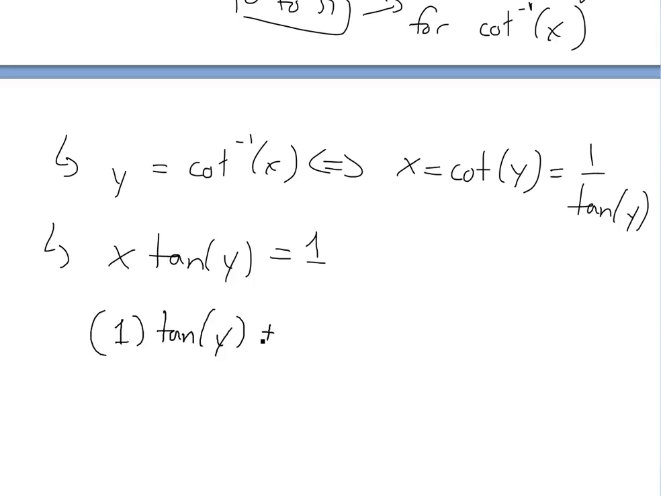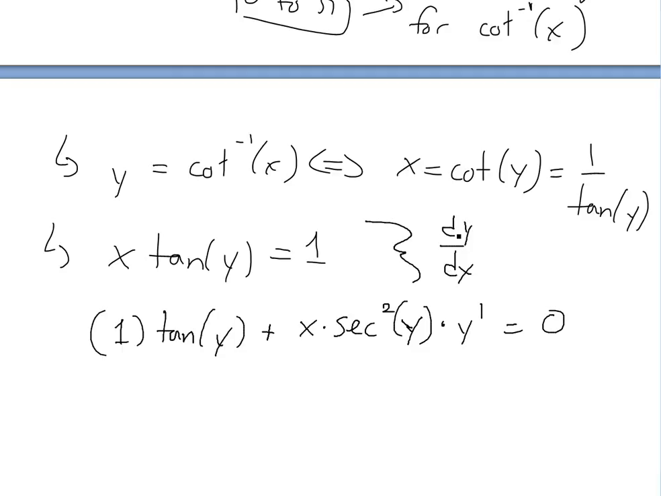Just recalling our chain rule and product rule. And then this one's going to be plus x times the derivative of tan y, which is just going to be secant squared y, and then times y prime using chain rule, and then the derivative of 1 is going to be 0. Just recall, in this case we're doing dy over dx, or the derivative in terms of x here, so that's why this is going to be 0.